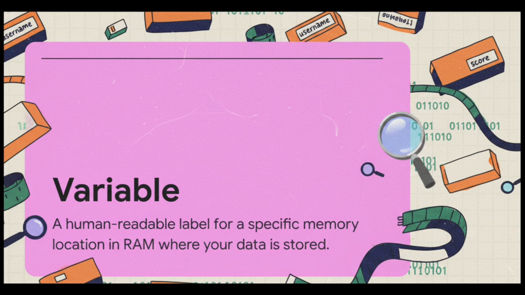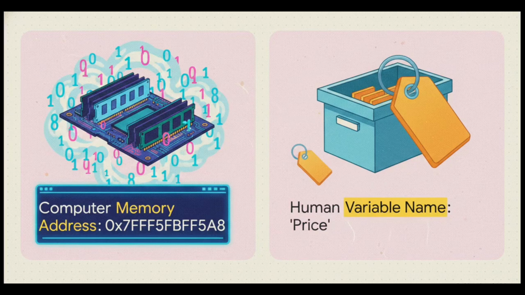Actually, scratch that. Think of it less like a digital location and more like just taking a blank piece of masking tape, writing a name on it with a Sharpie, and slapping it onto a blank storage box. Without that label, you just have thousands of identical, anonymous boxes. The variable gives you, the programmer, a simple, recognizable way to ask the computer to retrieve or store information later on.